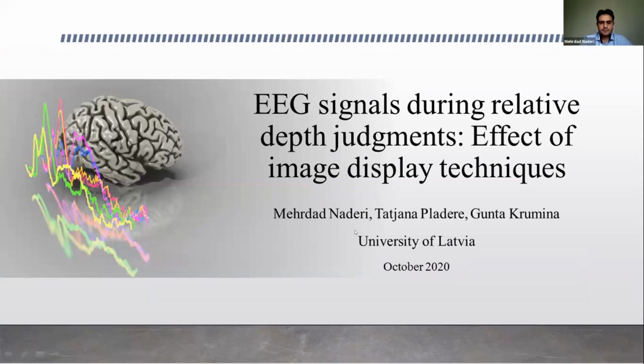Thank you. I start. How does the human brain react when we perceive three-dimensional images? Do different 3D images activate the brain in the same way? These are crucial questions to answer in the field of human-computer interaction. My name is Mehrdad Naderi, and I will tell you about the changes in cortical activity during relative depth judgment when viewing fundamentally different 3D images.